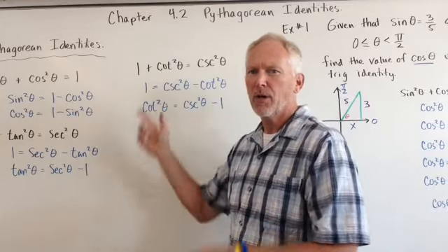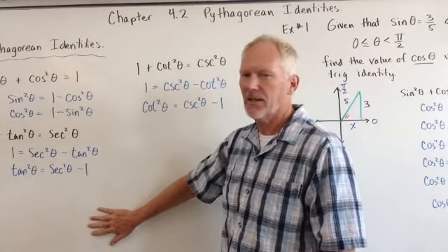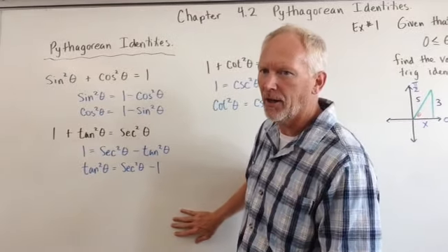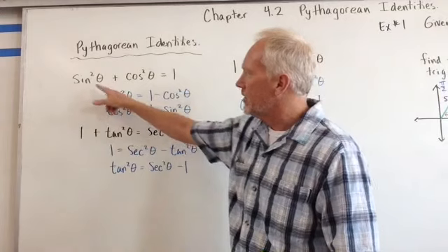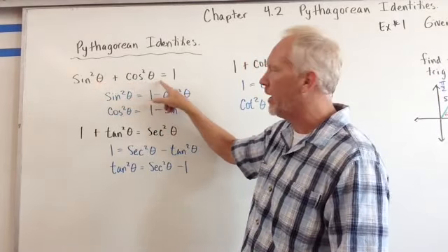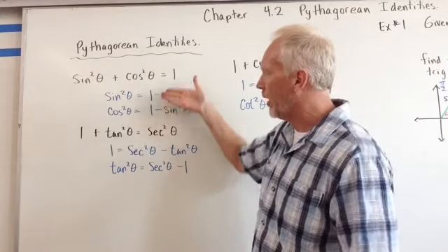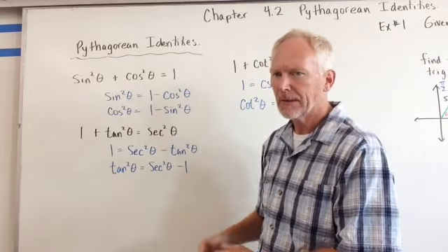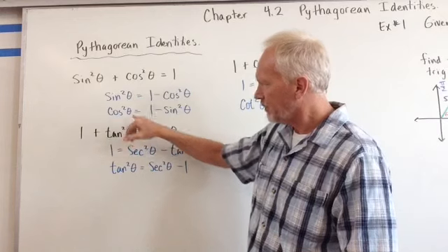Chapter 4.2, Pythagorean Identities. All right, here we go. Let's look at the Pythagorean identities. They are sine squared of theta plus cosine squared of theta equals 1. Now, I did write a couple variations down here for you. Make sure you put these in your notes.